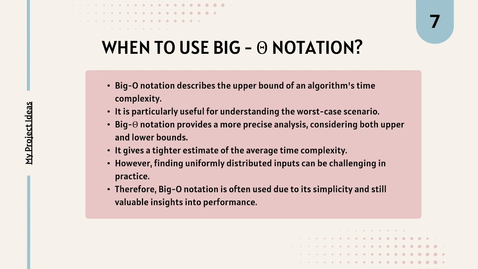Therefore, big O notation is often used due to its simplicity and the valuable insights it still gives into performance. Big O describes the upper bound of an algorithm, and we can understand the worst case scenario, which is our ultimate goal. So big O is easy and often used, and big theta is not used as much, because it is difficult to keep track of the same size of input cases. Average time complexity becomes hard because a lot of mathematical formulations come into account.